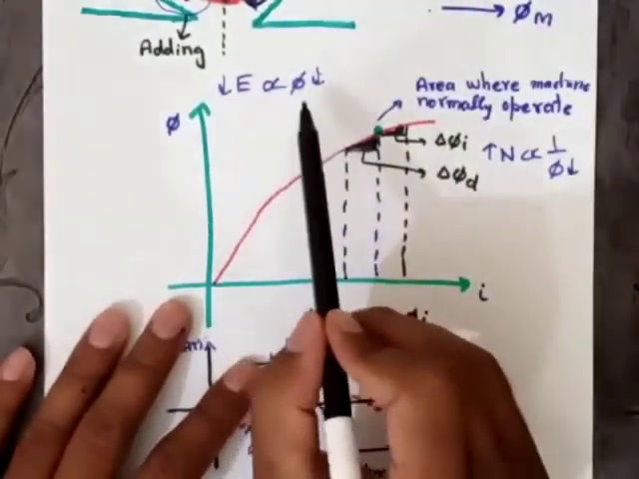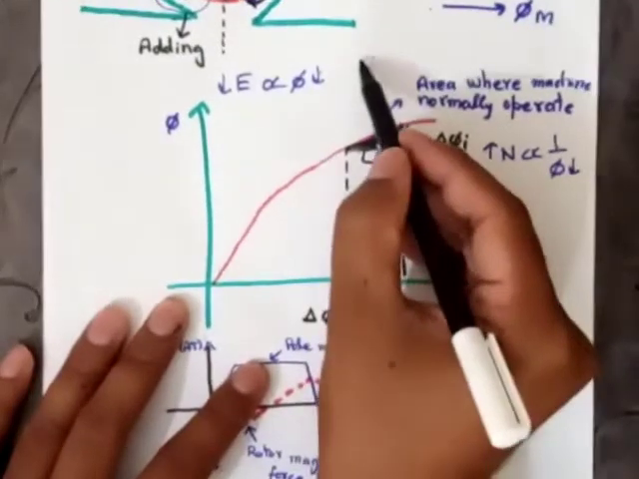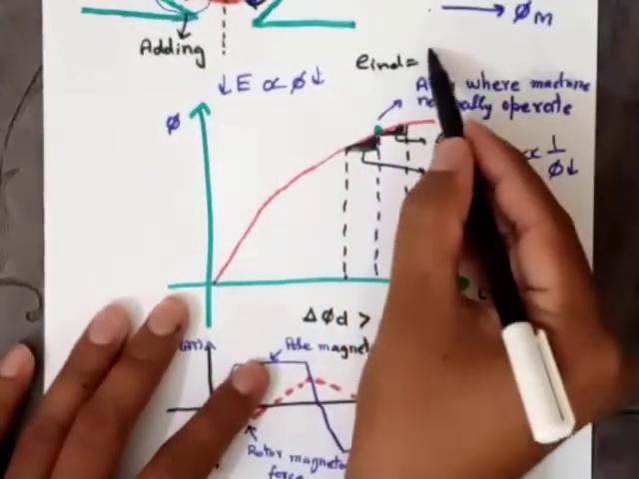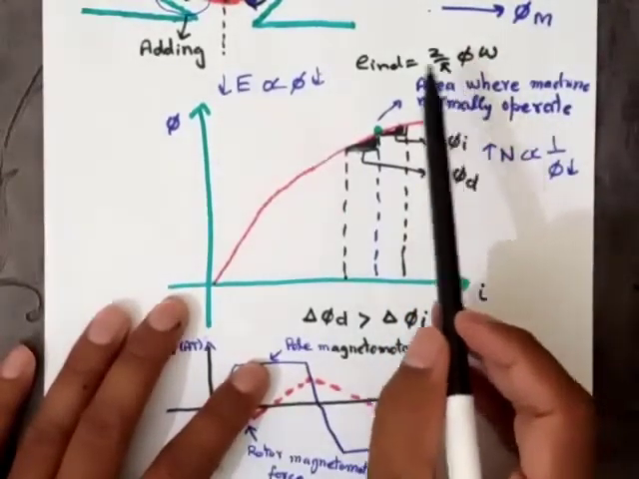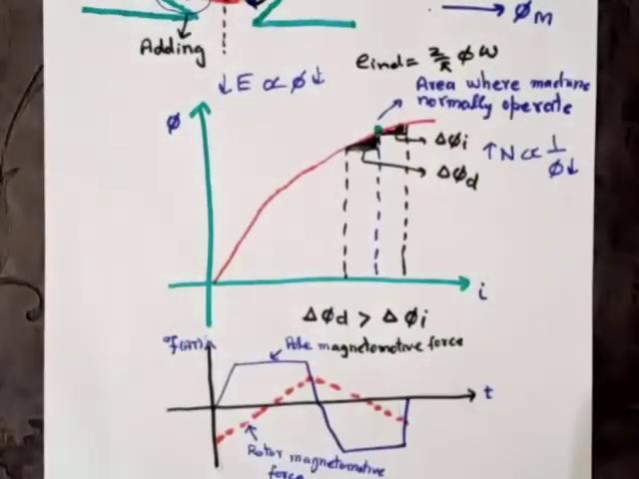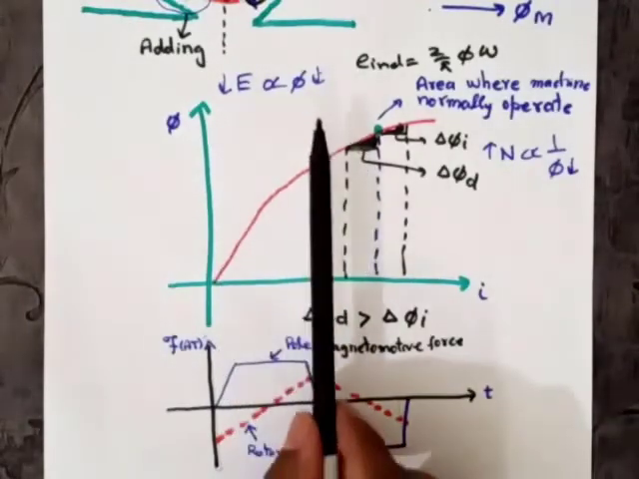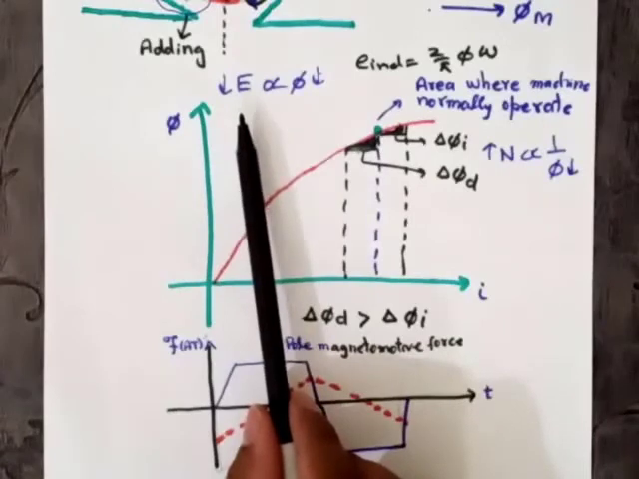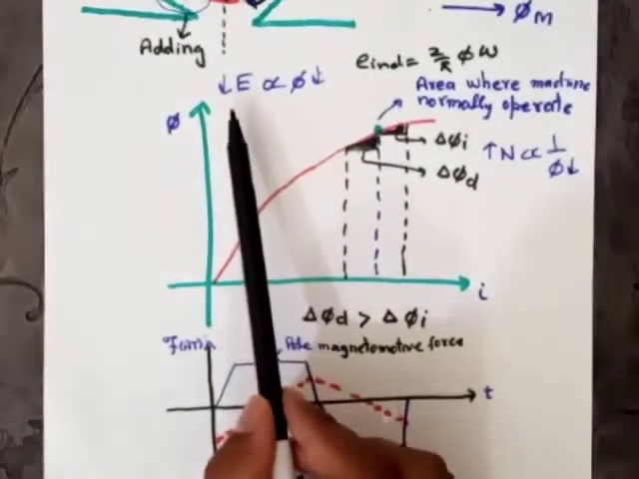the induced voltage and flux are directly proportional to each other. As we know, E induced is equal to 2 over pi flux into omega. Flux and induced voltage both are directly proportional to each other. Therefore, due to armature reaction, flux is decreasing. A decrease in flux will decrease the voltage as well.